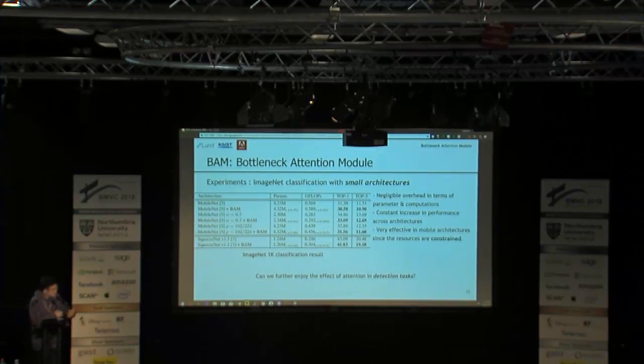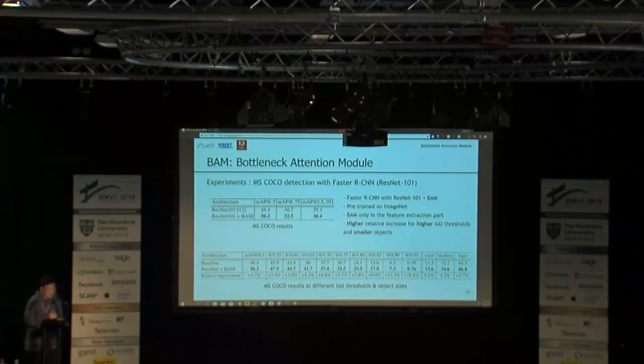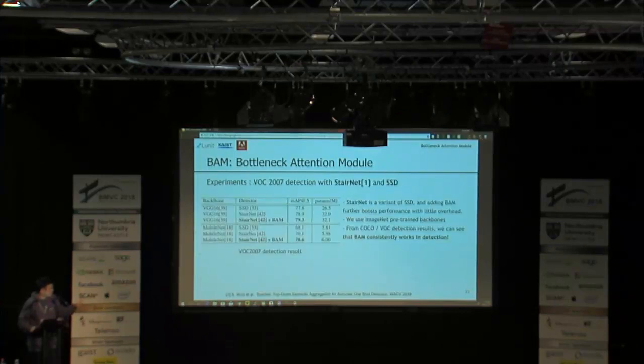But the question is, can we use this module in other tasks, such as detection? So we tried on MS COCO. We used BAM in the feature extractor part, and you can see there is a clear improvement in the mAP. We also tried on VOC 2007, where we used our module in the decoder part, and you see it's also improving the performance. StairNet is a variant of SSD, and we implemented BAM in the StairNet. So BAM is useful in classification and also useful in the detection task.